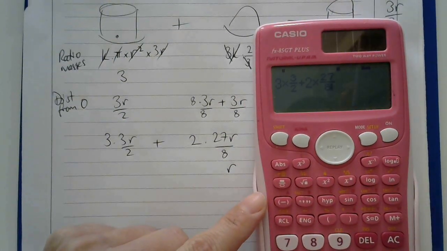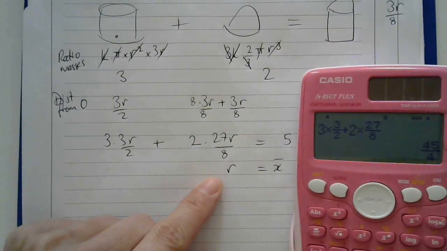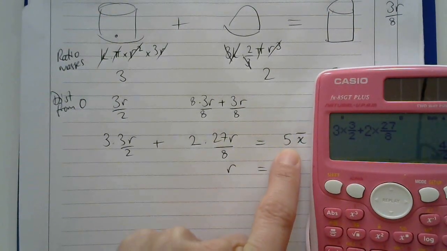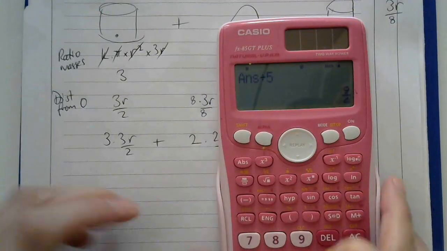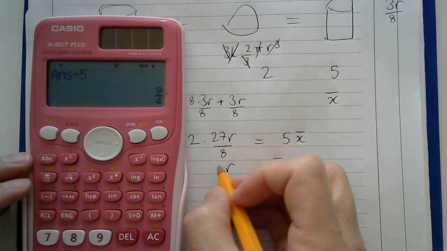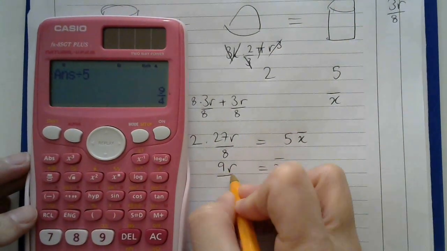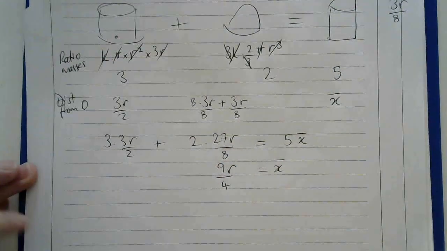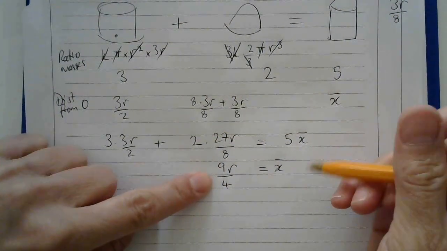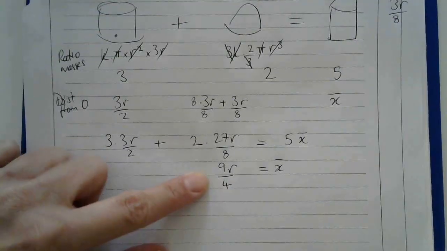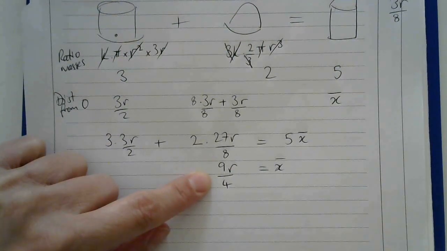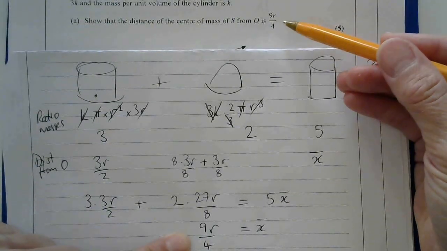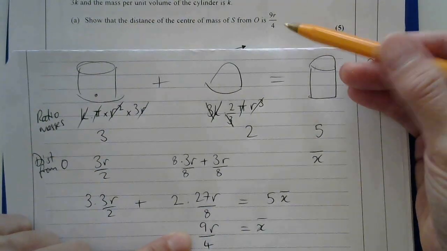And that gives me 45 over 4, but then it needs to be divided by 5. And so I end up with 9r over 4 as x bar. Then I'll just do a quick reality check and see if that seems like it makes sense. Well, actually it agrees with what they said, so that's very fortunate.